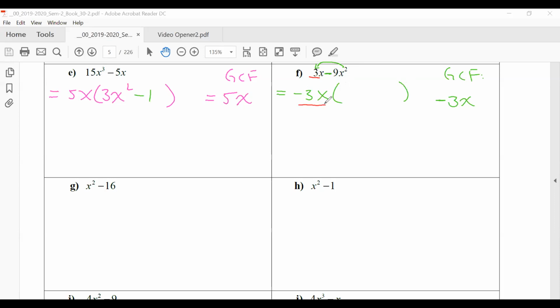3x divided by negative 3x, well, that would be negative 1. Now here comes the important part. A negative 9 divided by negative 3 is going to be positive 3, and x squared divided by x is x. Okay, big deal, you're saying. Why did he do something so crazy? Because now look at what I can do. So minus 3x, but inside my parentheses here, I'm going to reorder this to be 3x minus 1.